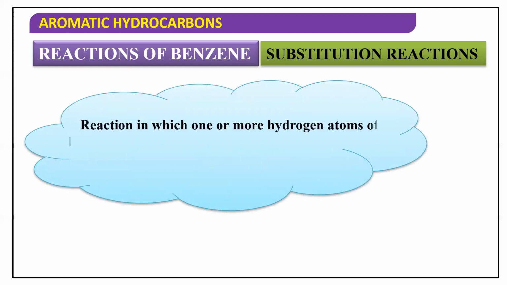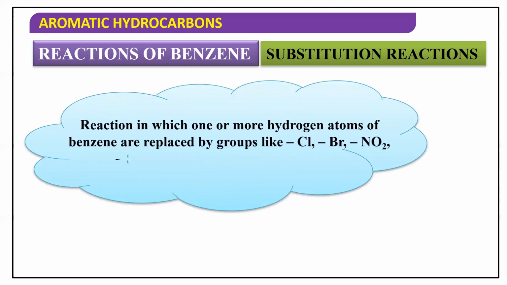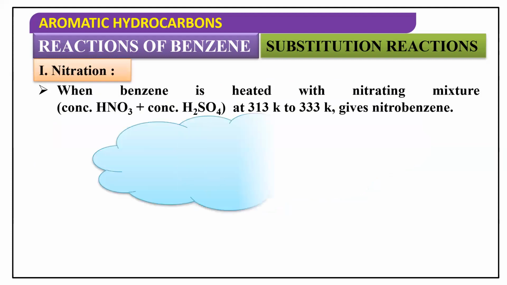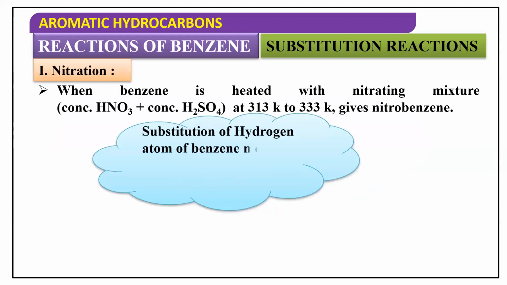So reactions in which one or more hydrogens of benzene are replaced by groups like Cl, Br, NO2, SO3H are called substitution reactions. So when we talk about substitution of benzene, we are looking at substitution of one or more hydrogens of benzene by groups like chlorine, bromine, NO2 or SO3H. Clear? So let's look at the first one, nitration.